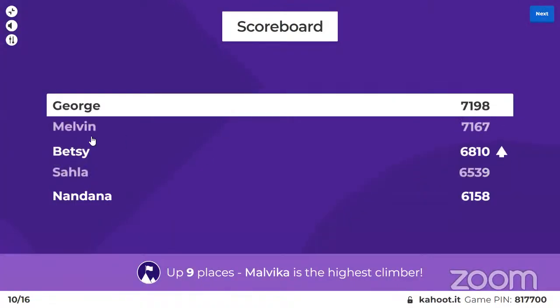Scoreboard again. We have a new topper here. George is a new topper here with 7201 points. Second, we have Melvin. Third, we have Betsy. Fourth, we have Sahla. And fifth, we have Nandana. We have a new climber also. Malavi is a new climber here, climbing up 9 places in the scoreboard.